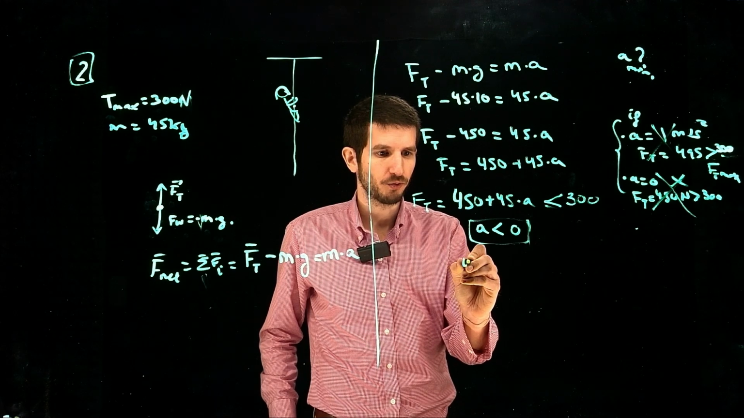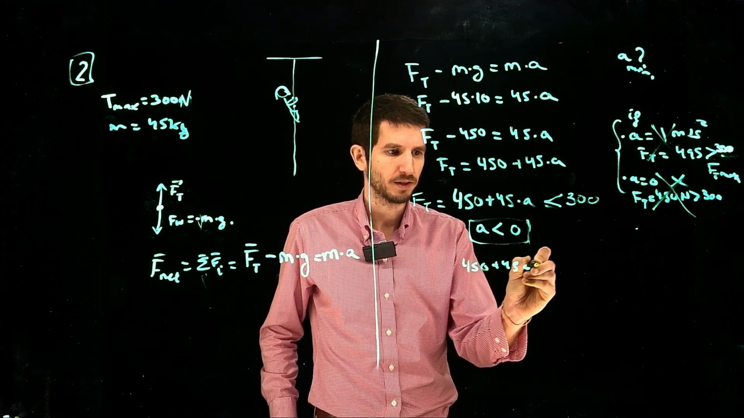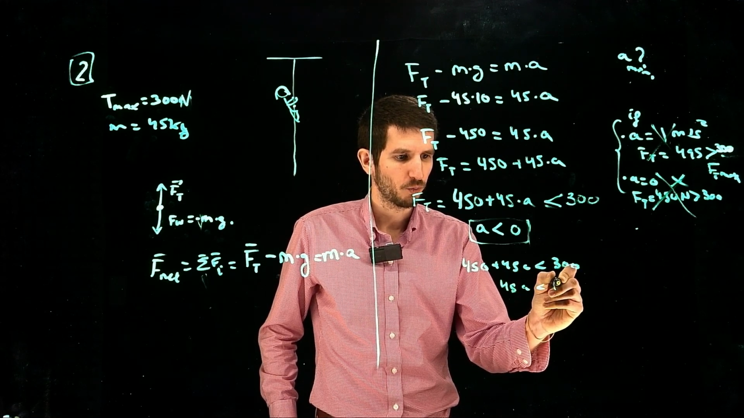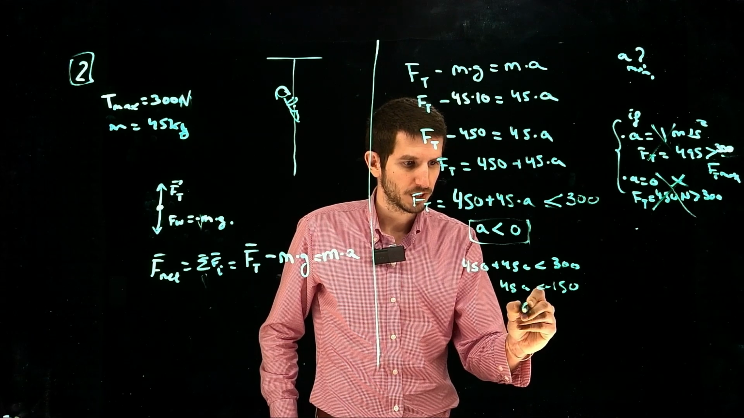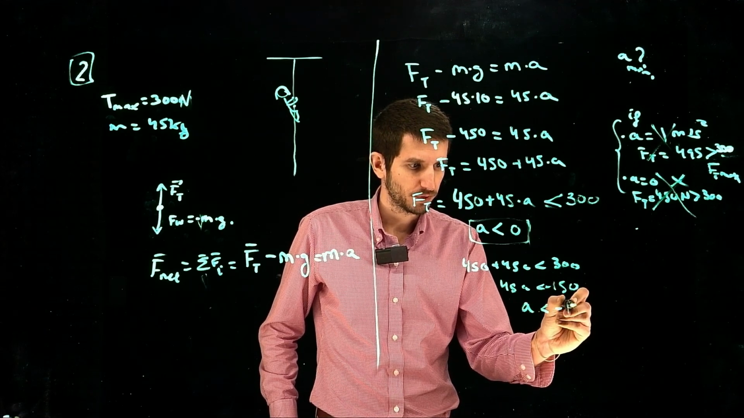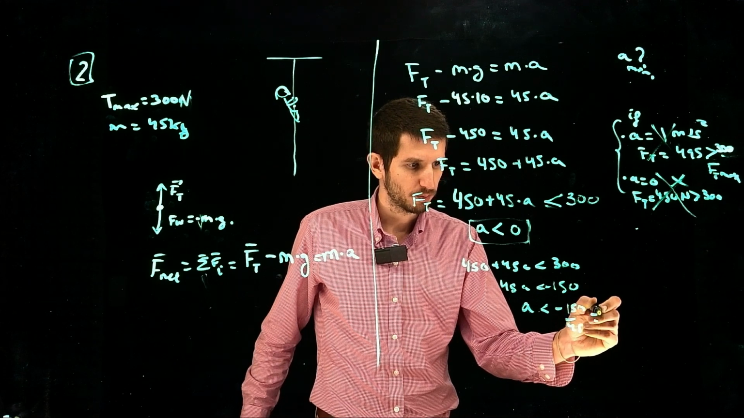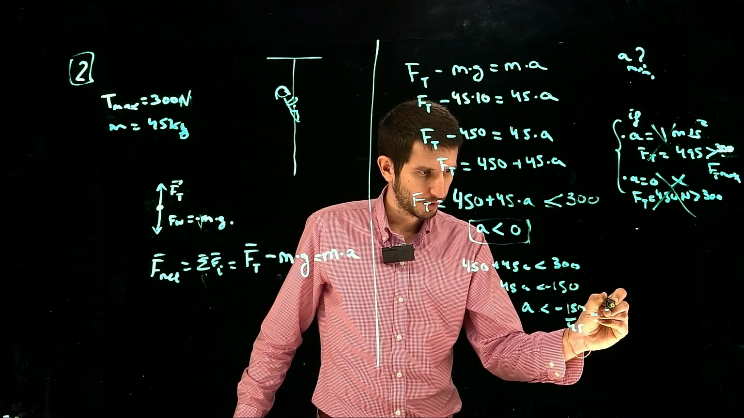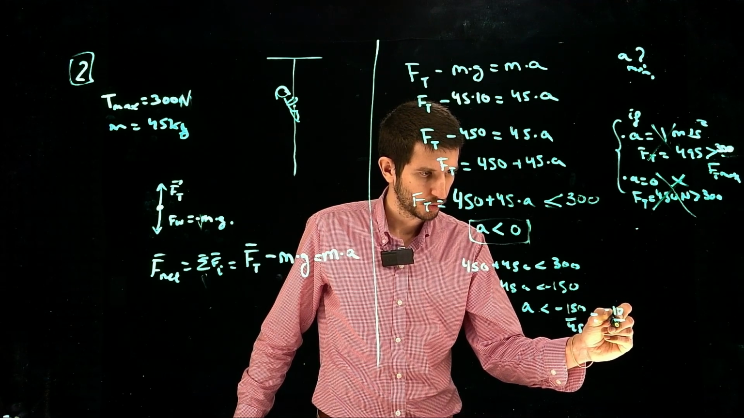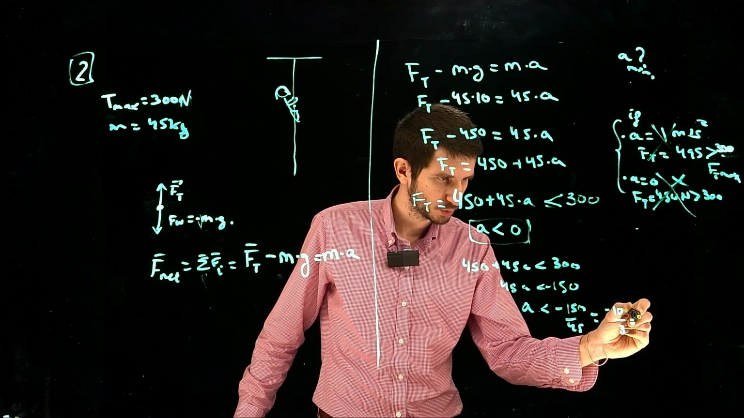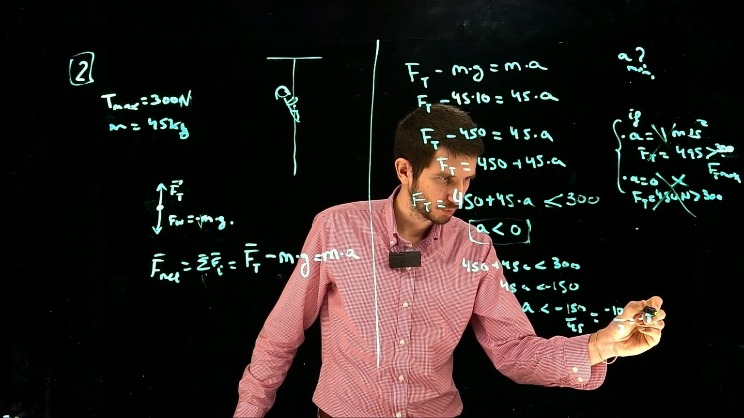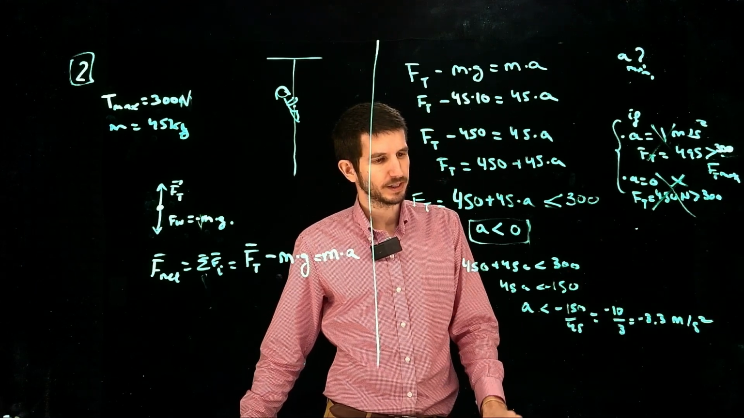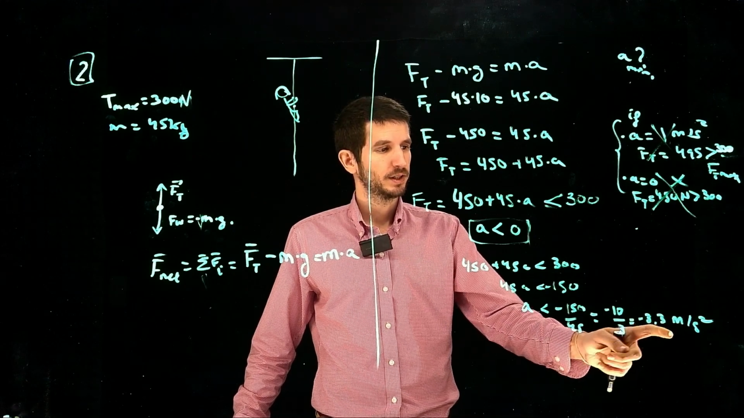And so, of course, 450 plus 45A is smaller than 300, which means that 45A is smaller than negative 150, which means that A needs to be smaller than negative 150 divided by 45, and that's going to be minus 10 divided by 3, which is going to be minus 3.3, something like that, meters per square second, right? So the acceleration needs to be smaller than negative 3.3 meters per square second.